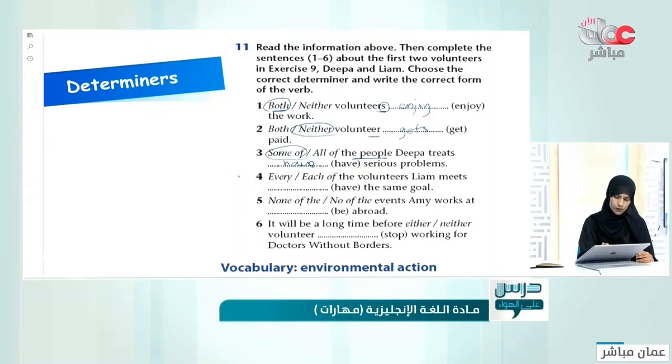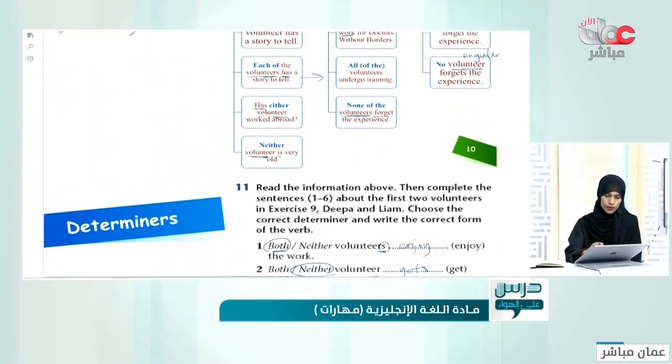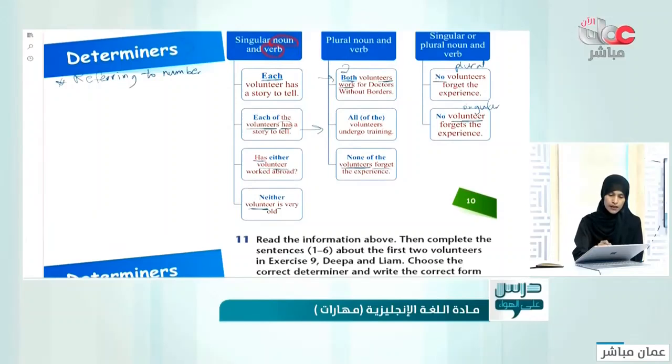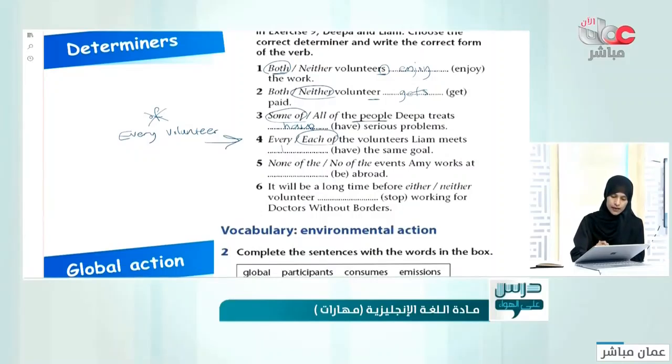For number 1 here, every volunteer, you don't use of with volunteer. And you can say each of. Also, it's not plural with every, it's singular. So the answer is each of the volunteers Liam meets, because it's each. Now let's see each of here. The verb is going to be singular, so each of the volunteers Liam meets has.